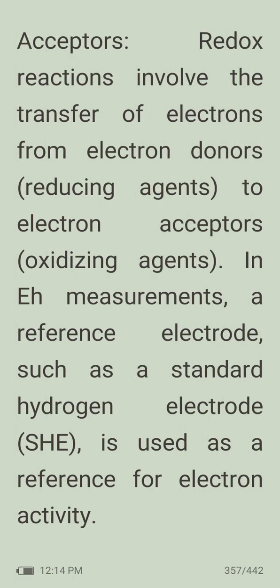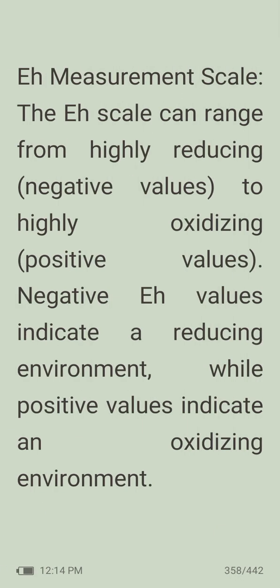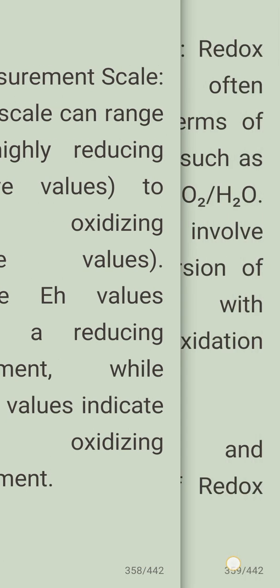Electron donors and acceptors. Redox reactions involve the transfer of electrons from electron donors, reducing agents, to electron acceptors, oxidizing agents. In EH measurements, a reference electrode, such as a standard hydrogen electrode, is used as a reference for electron activity. EH measurement scale. The EH scale can range from highly reducing, negative values, to highly oxidizing, positive values. Negative EH values indicate a reducing environment, while positive values indicate an oxidizing environment.